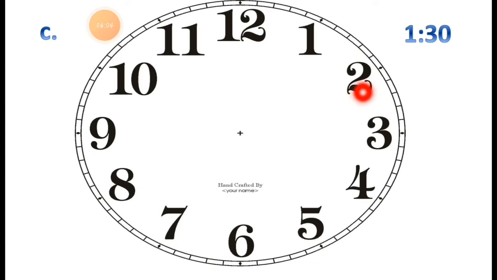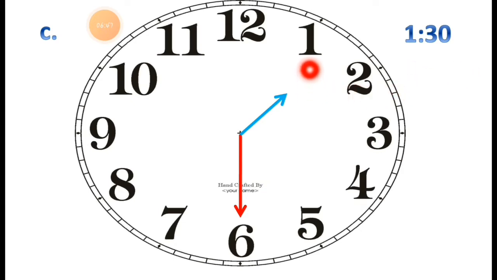Where do we have to draw? Exactly between 1 and 2. Here you can see I have drawn the hand between 1 and 2, exactly pointing at the middle. It shows 1, and the minute hand for 30 is pointing to 6. The minute hand pointing to 6 shows 30 minutes. It means this clock shows the time 1:30.